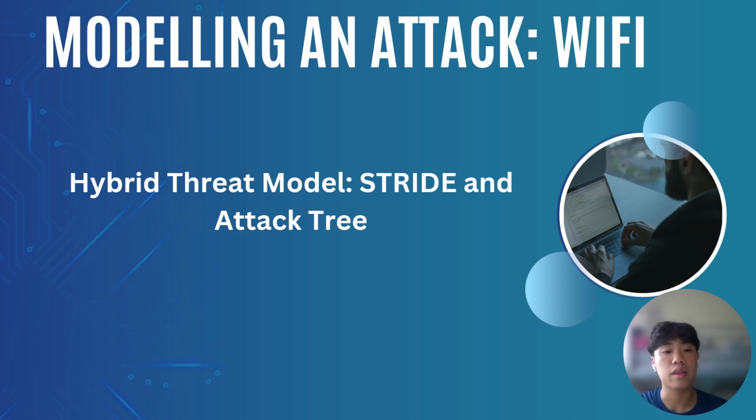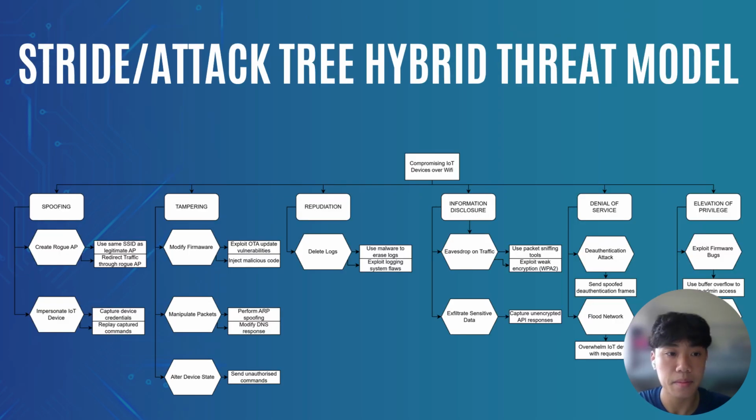Now, I have modeled an attack using the hybrid threat model by combining STRIDE and attack tree to further analyze Wi-Fi. So over here, as you can see, this is the STRIDE and attack tree hybrid threat model that I have done. STRIDE stands for 6 categories of threats: spoofing, tampering, repudiation, information disclosure, denial of service, and elevation of privilege. An attack tree complements STRIDE by breaking down potential threats into step-by-step scenarios, starting with the initial exploit and branching into possible outcomes.